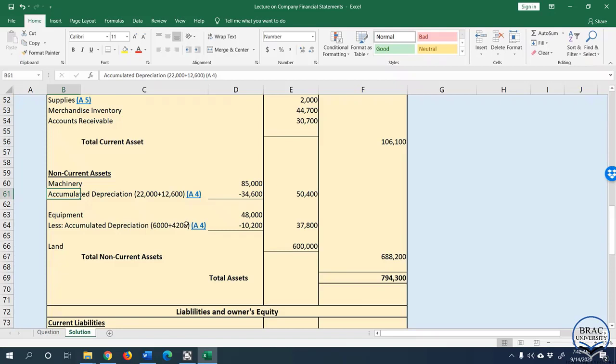Similar treatment will be done on the equipment as well. Previously the accumulated depreciation of the equipment was 6,000. Now for this year's depreciation, 4,200 will be added, and the new accumulated depreciation value will be 10,200. Okay, great. So this is how it impacts.